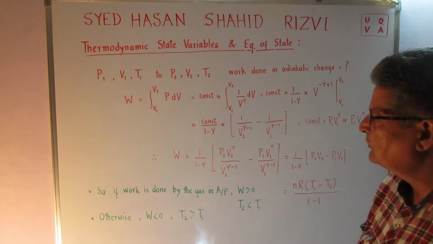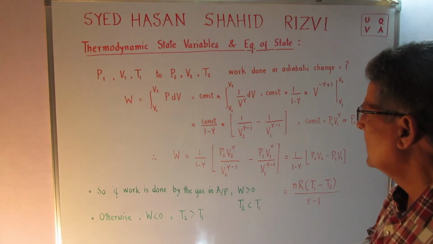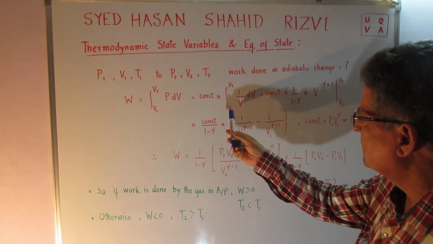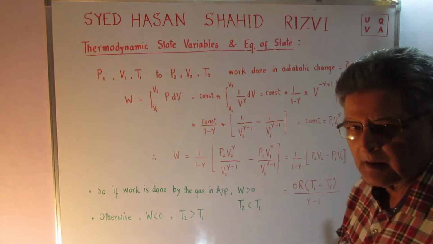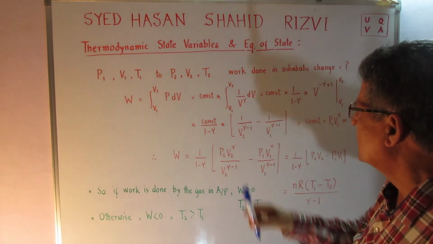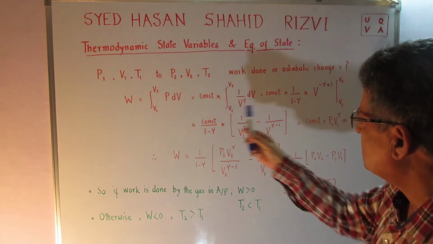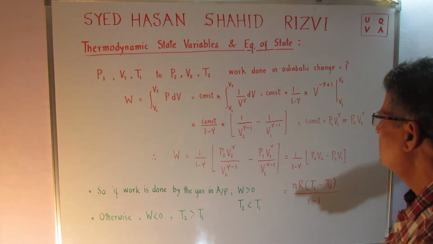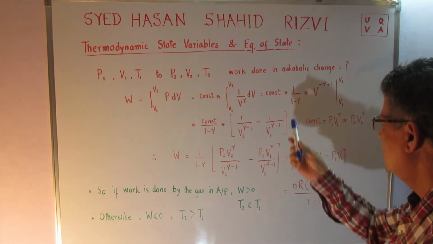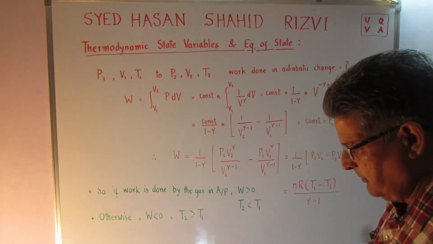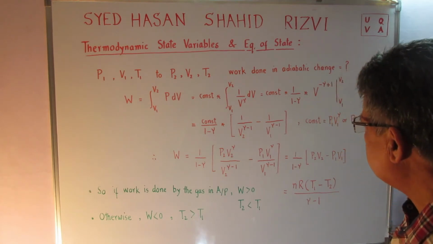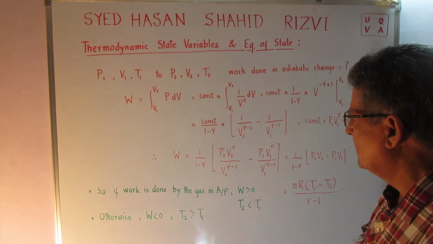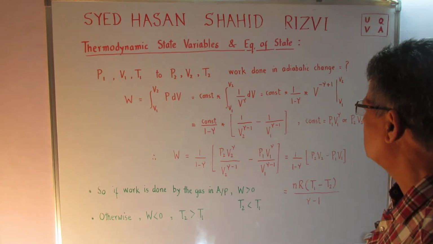So this we write as a constant into the integral from V1 to V2 of 1 upon V to the power of gamma, that is V to the power of minus gamma, dV. I'll tell you about the constant later, but right now we do it like this, and then we do the normal integration: x to the power of n dx is equal to x to the power of n plus 1 divided by n plus 1, provided n plus 1 is not equal to 0. This I have told you several times.